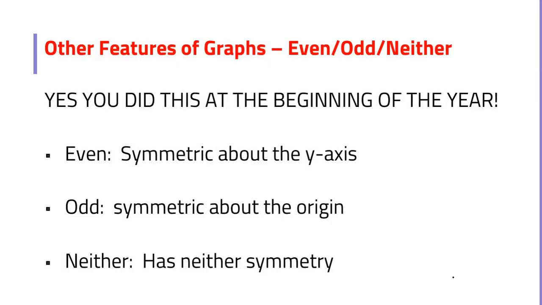Just a reminder of even, odd, and neither. Remember, to be even means you are symmetric about the y-axis. So that means it folds on the y-axis, right? Odd means you're symmetric about the origin. So remember, we folded on the y and then we folded on the x. That's how we were odd. And if you were neither, you just didn't have y-axis or origin symmetry.